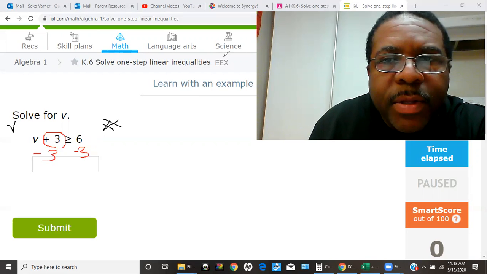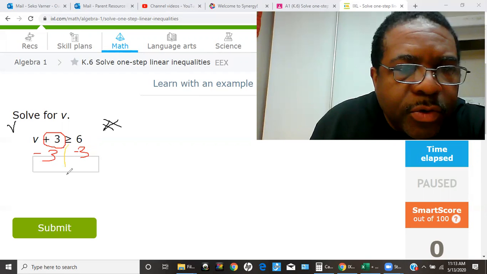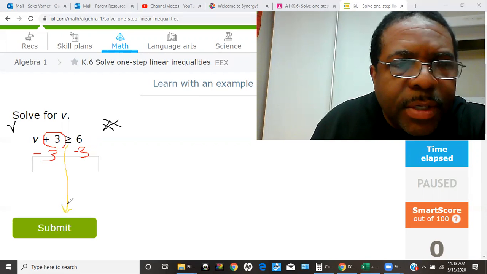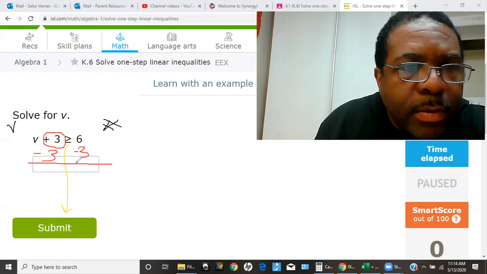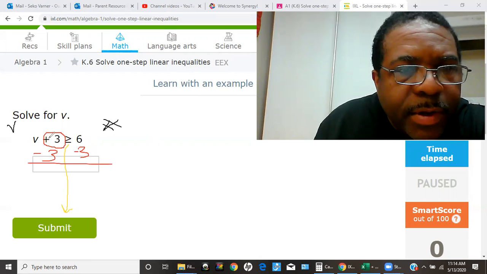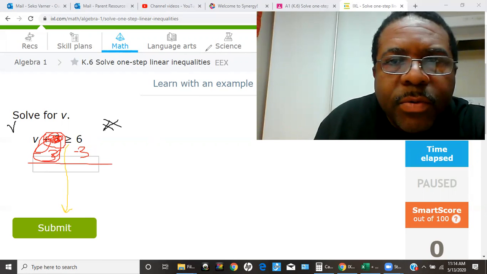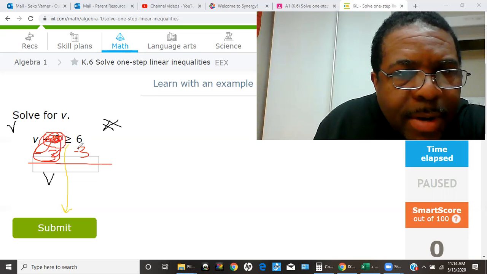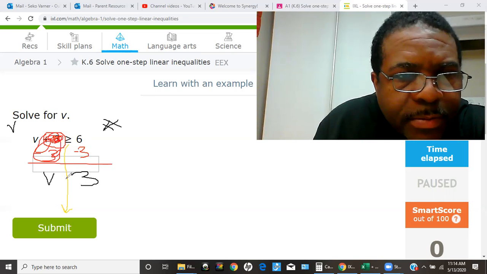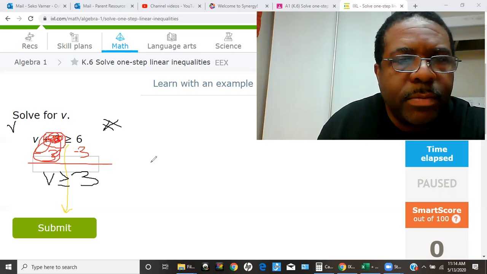Now, you may have remembered that we taught you to draw a line down the middle so that you can keep everything separate, okay? So that might still help. Good. So +3 and -3, they kind of just cross each other out. That leaves you with just the V on this side. And 6 minus 3 is just 3. And we're going to bring down that sign. So it's greater than or equal to.